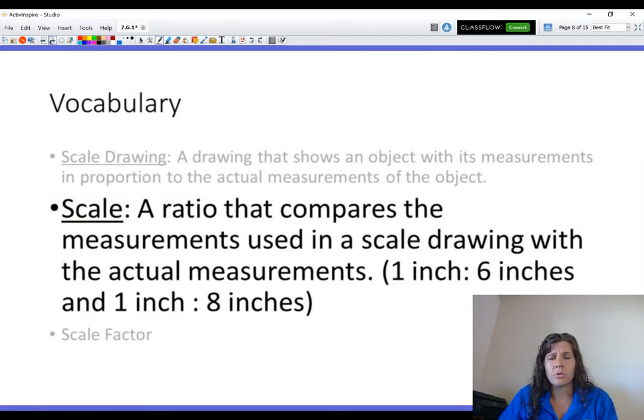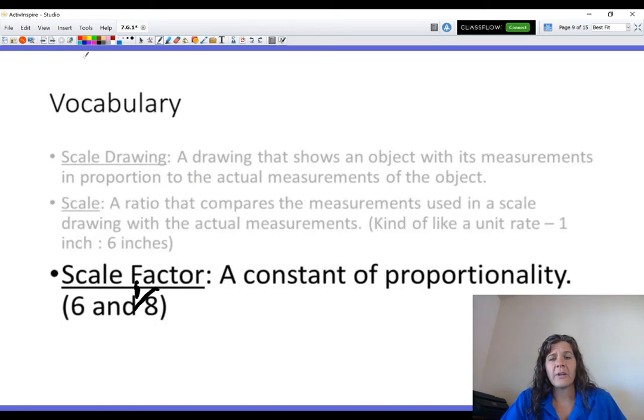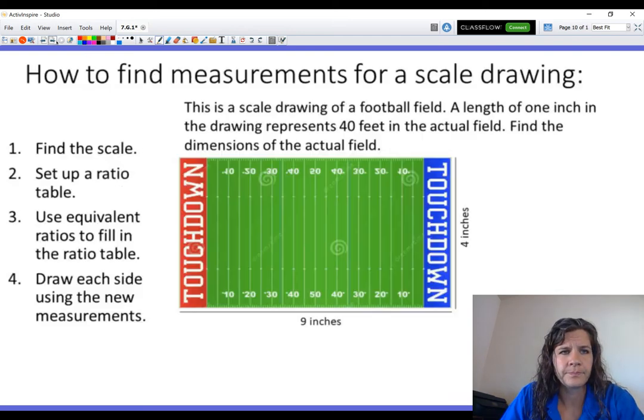So on the last screen, I had 8 inches to 1 inch, 1 inch to 8 inches. Remember, it doesn't matter which order you write the ratios in, as long as you know that you're going from small to big or big to small. The order is consistent. The scale factor is a constant of proportionality. What did you multiply the original by to get to the new? And in our examples, that was 6 and then 1/8.